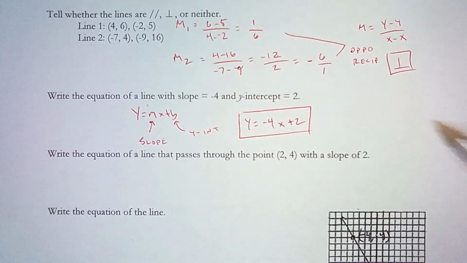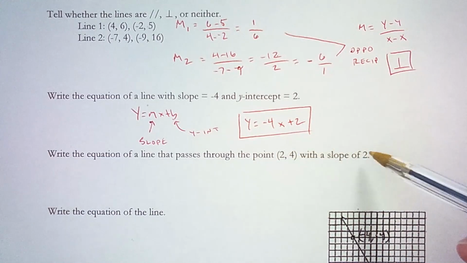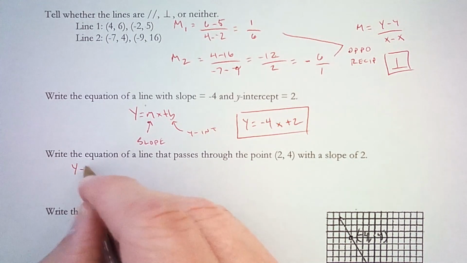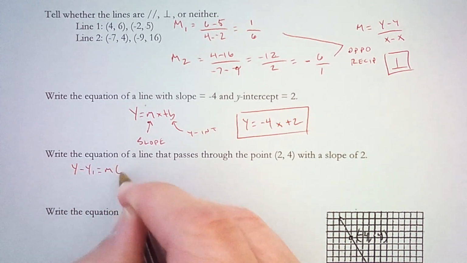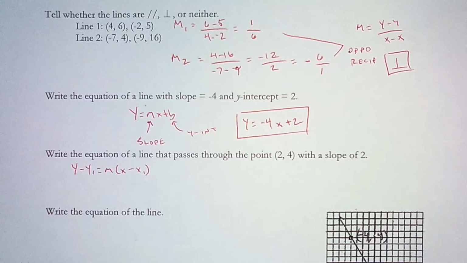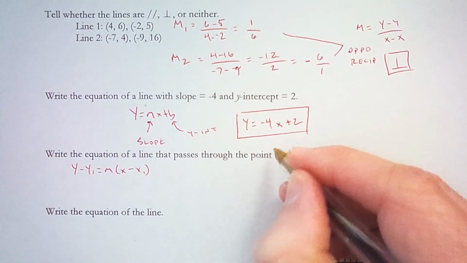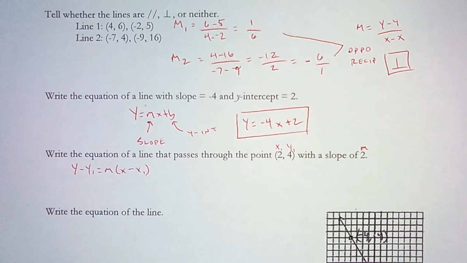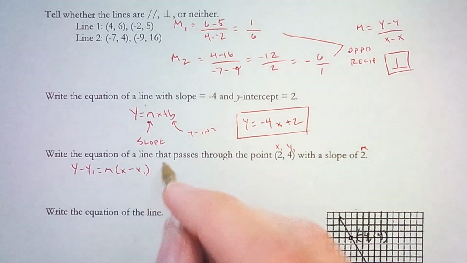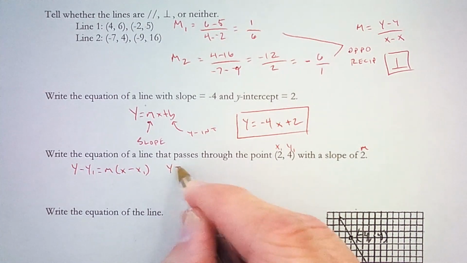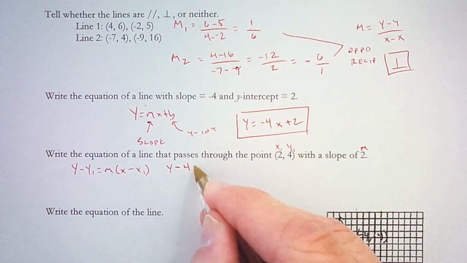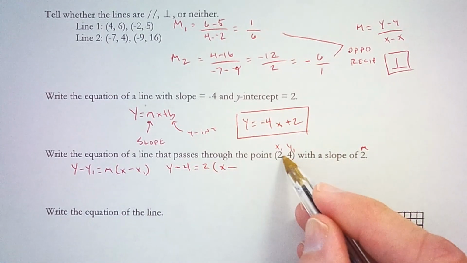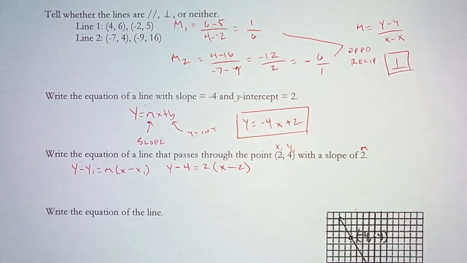The equation of a line that passes through 2, 4 and has a slope of 2. This time we are going to start in point slope form: y minus y1 equals m times x minus x1. So here is our point, that's going to be x1, y1, and the slope is m. And we're going to fill those three things into this formula. Y minus y1, that's y minus 4, equals m, which is 2, times x minus x1, and x1 is 2.